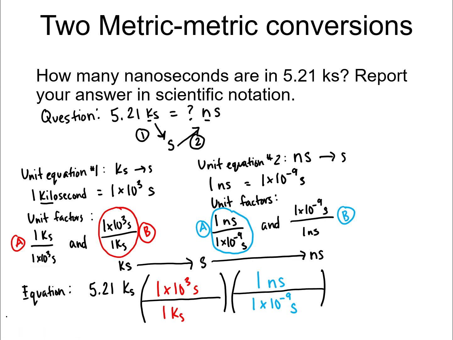I certainly encourage you to go through and cancel and make sure that you're ending up with the units at each step that you want to end up with. The first part of our equation, we're converting from kiloseconds to seconds. So we should be canceling one on the top and one on the bottom, and we're left with seconds, just like in our plan. Then we should be canceling these seconds to end up with nanoseconds at the end, and we do.